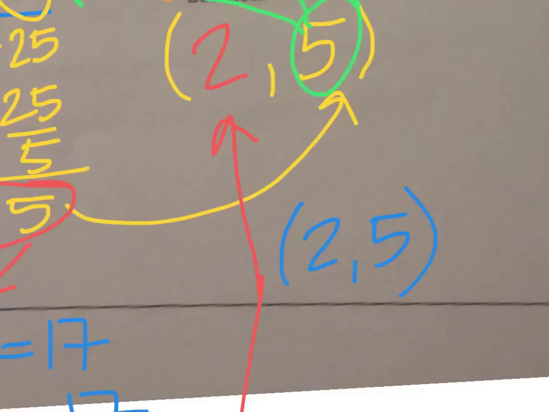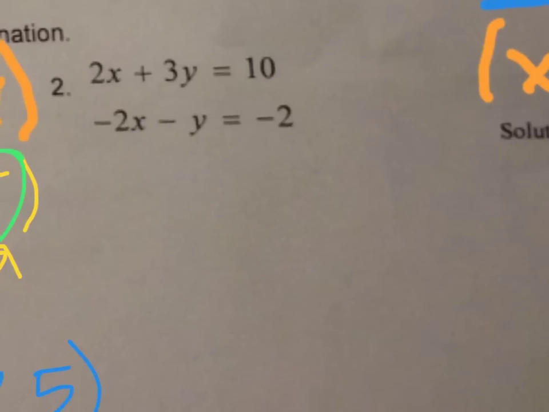Alright, so now I want you to try number 2, following the exact same steps. Make sure that your x terms, your y terms, and your constants are all lined up. And look for an opposite coefficient that will cancel out. Then add the 2 equations together. Pause the video, try it on your own, and then press play and see if you got it correct.